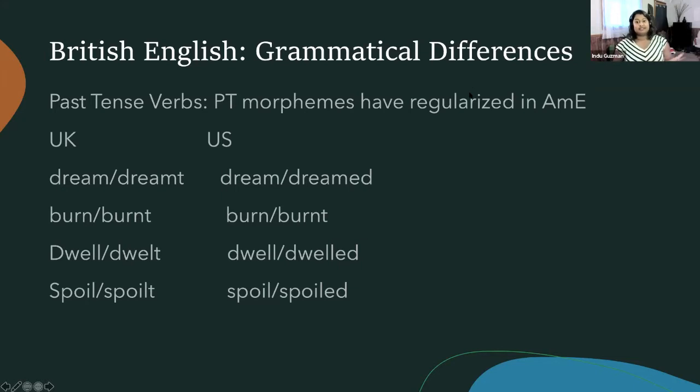So now the next step is grammatical differences. That's also there. For example, past tense verbs. A lot of the past tense morphemes have become regularized. For example, dream, it'll be dreamt, dreamed. Oops, and I misspelled it right here. So it'll be burn, burnt, and burn, burned, with an ED. And dwell, dwelt, dwell, dwelled. Spoil, spoiled. So those are some things you want to pay attention to. There's always a few that are exceptions. So that's something you definitely want to check.